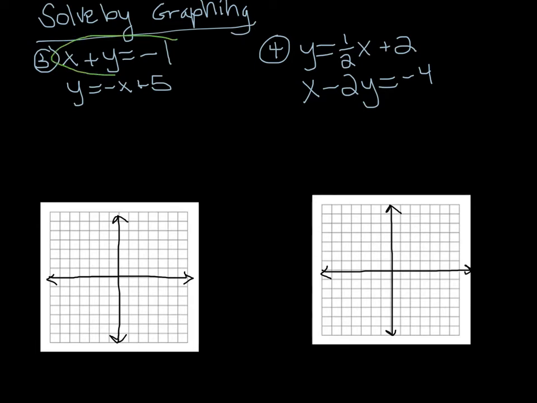So let's start by taking the first equation and we're going to graph that. Now I always like to graph by using slope-intercept form, y equals mx plus b. So I'm going to solve for y. I get y equals -x minus 1. That gives me a slope of -1.